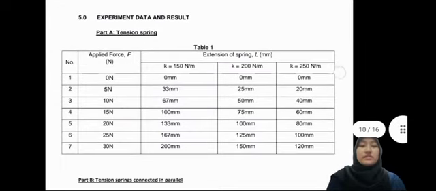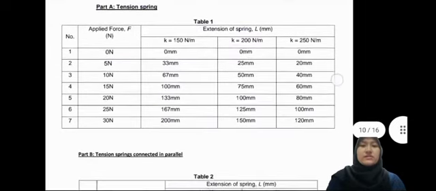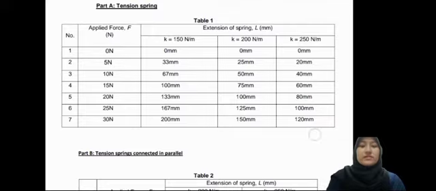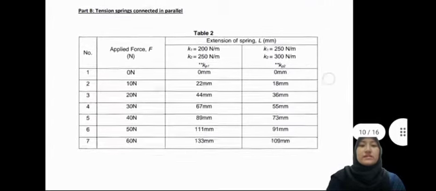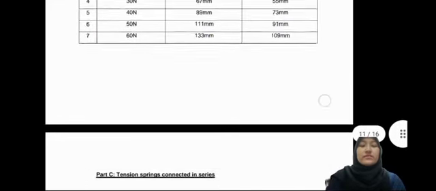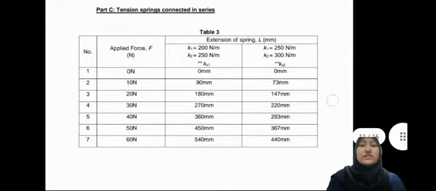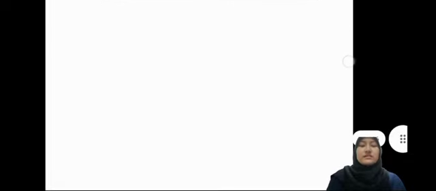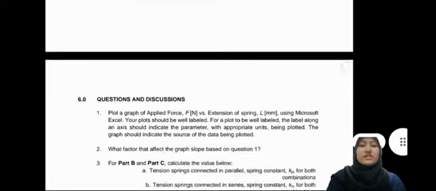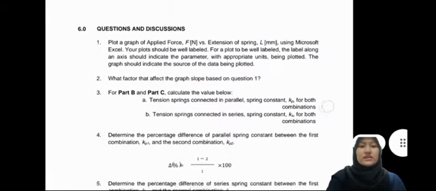This is the experiment data and result. This is the table for part A, tension spring, and then part B for parallel, part C for series. Okay, this is the question and discussion.